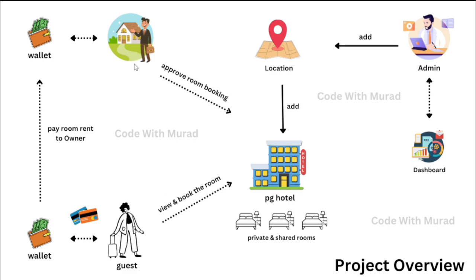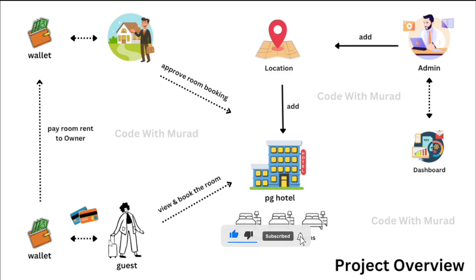So the owner will check the complete details. If it is valid, the owner will approve the booking, and if it is approved, then the guest will be able to see a month-wise amount which he has to pay to the owner. Let's suppose it is 2000 per month. So he will have to pay 2000 per month to the owner, and we will pay this amount from the guest's wallet by using the wallet.